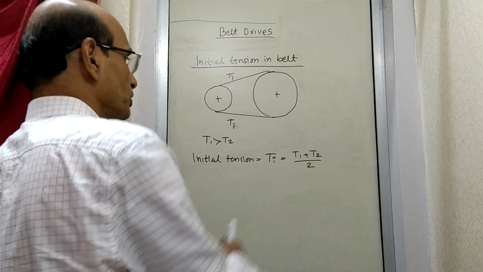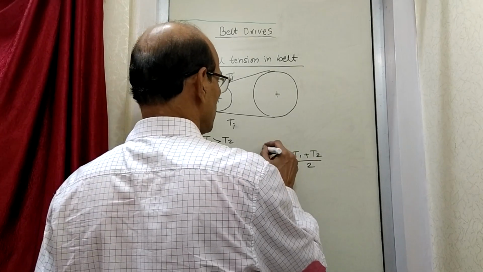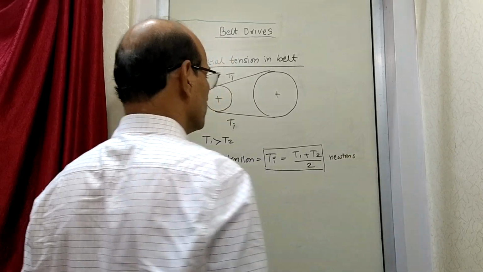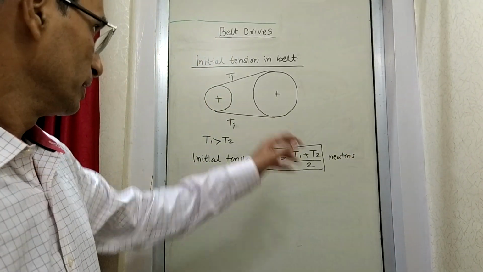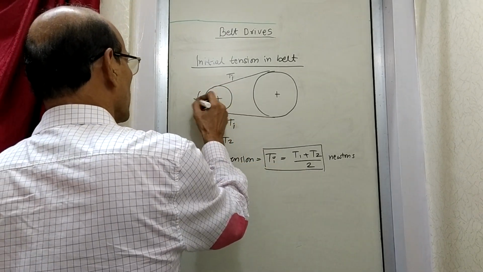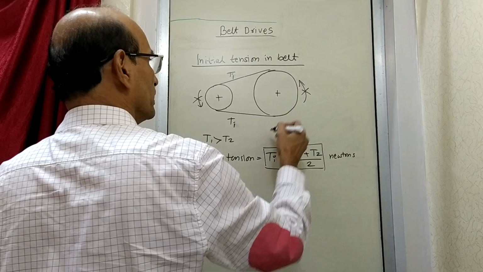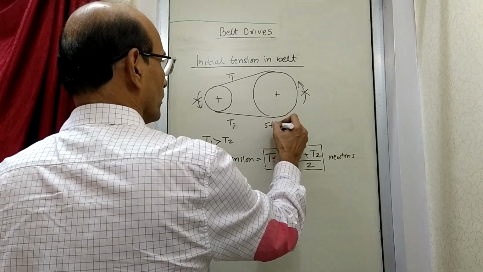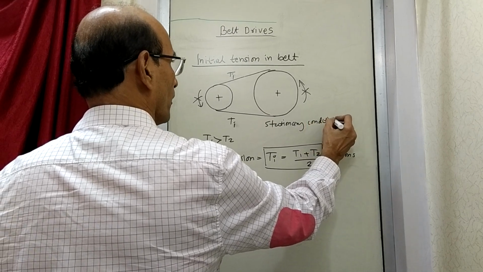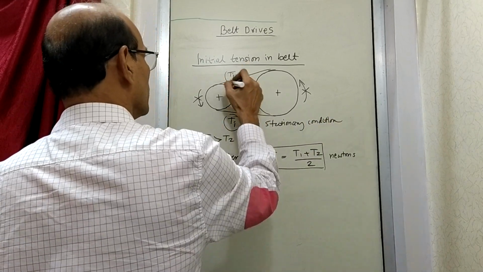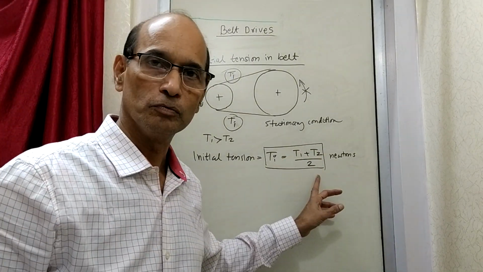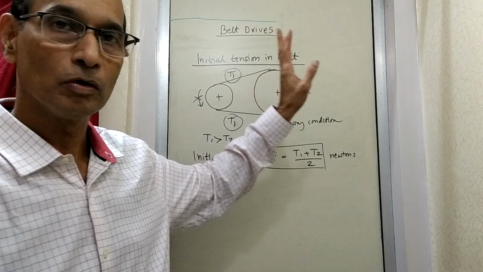So only this much information you are supposed to know as far as the initial tension is concerned. The units are newtons as usual. And it is same on both sides before the rotation. I'll just show here rotation, but it is not there. So it has not yet started, it is stationary. So under stationary condition, the tension in both sides is initial tension given by average of T1 and T2. Okay, so this information you have to note very well.